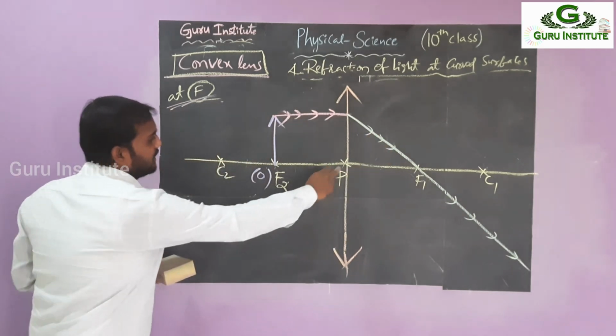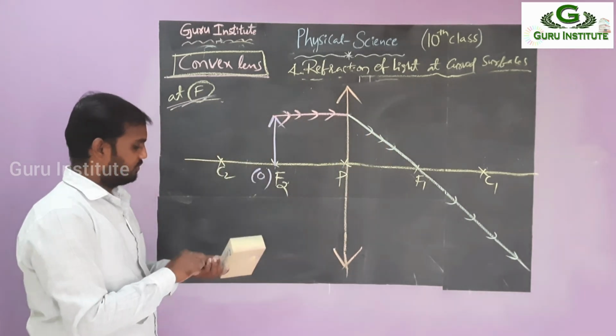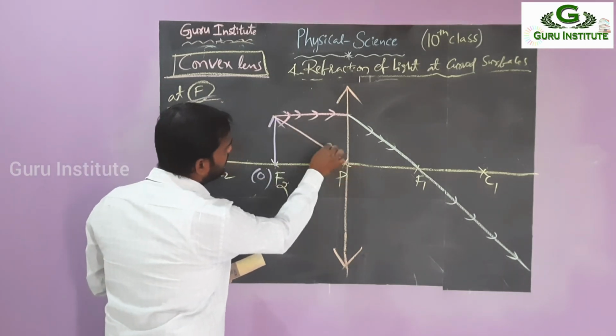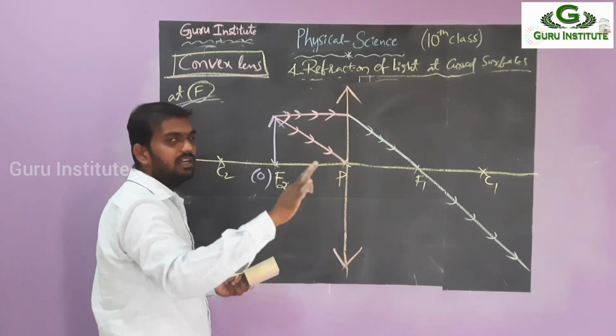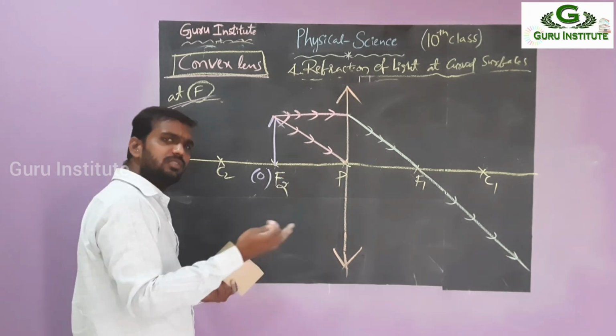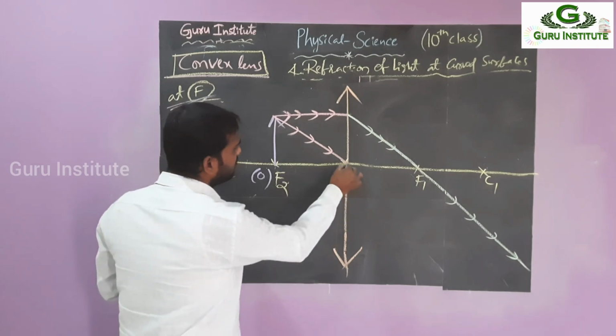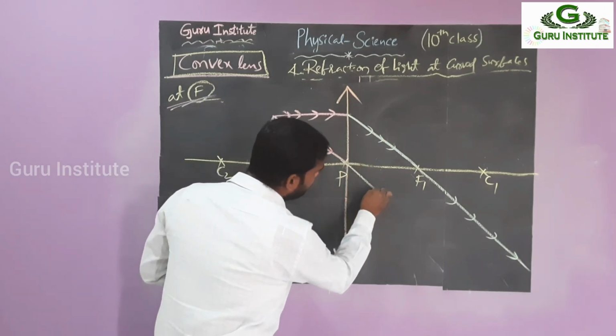Next, passing through the pole. What happened? There is no deviation. What does no deviation mean? Deviation means bending. No deviation means no bending. Just simply go in a straight manner. Okay, right? So no deviation.